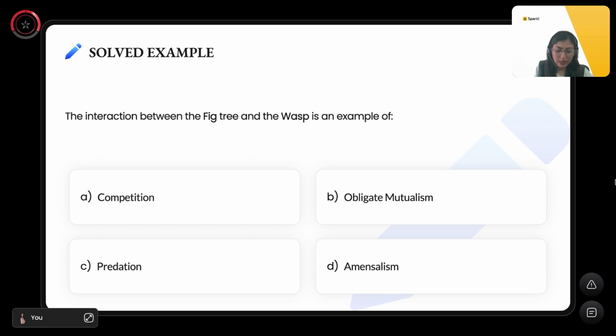Next question is asking about the interaction between fig tree and the wasp. So, as I mentioned, आपको NEET में questions interactions पे आ सकते हैं along with the examples which are mentioned in NCERT. So, you must memorize all the examples जो आपको organism and population chapter में mentioned है. यहाँ पे हम देखते हैं fig tree and wasp किसका example है. So it's a direct question.